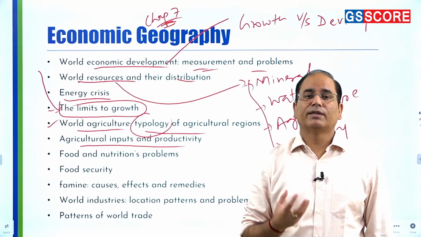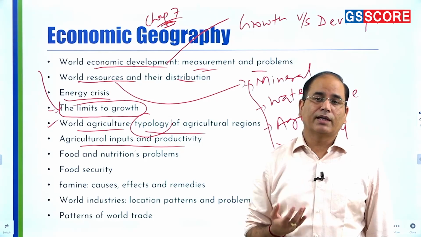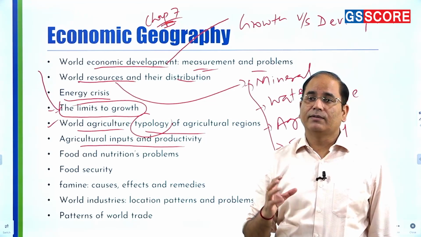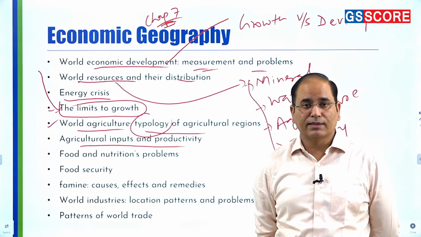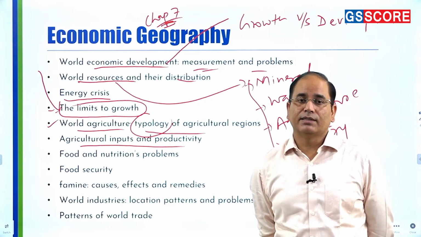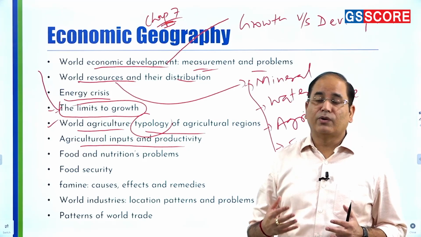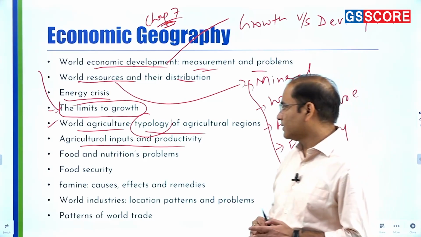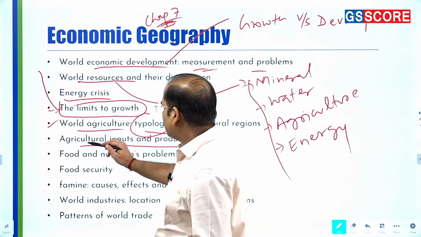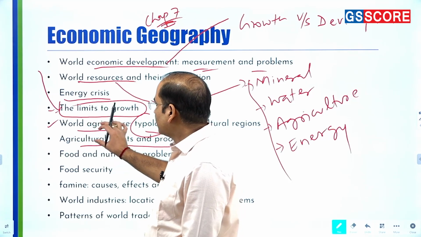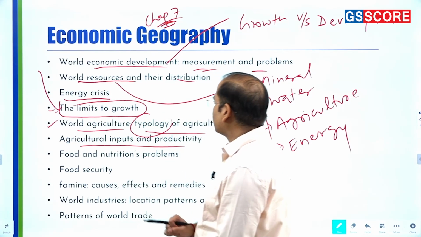The different components, be it your seeds, fertilizers, infrastructure. Then you will have agricultural productivity, why the productivity is higher in some areas, why the productivity is less in other areas, the role of technology, the role of modernization in agriculture. So, everything is associated with this topic. Regularly you will get a good question from this particular topic.